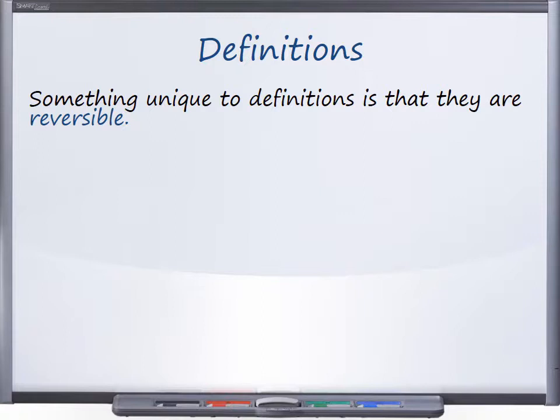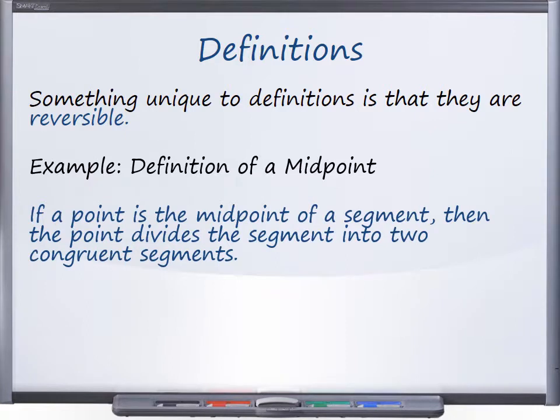So something that is unique about definitions is that they are what we call reversible. So for example, the definition of the midpoint of a segment. If a point is the midpoint of a segment, then the point divides the segment into two congruent segments. This if-then structure is something we're going to see a lot of. The portion of the statement that comes after the if, in this case, a point is the midpoint of a segment, we call that the hypothesis.